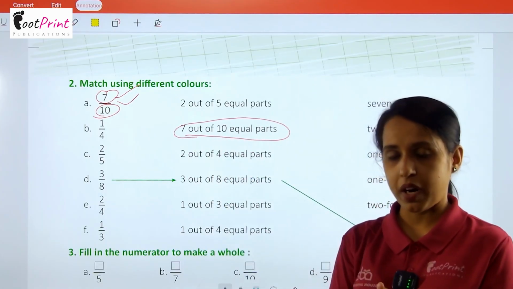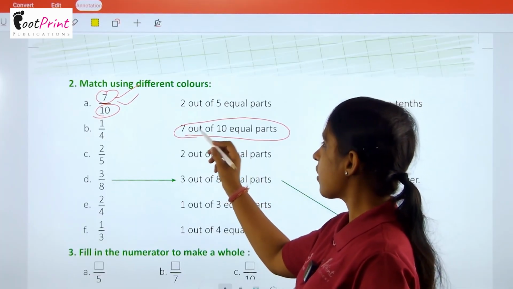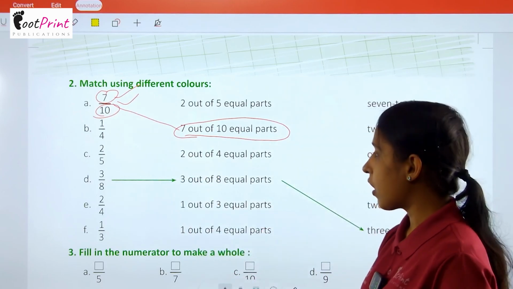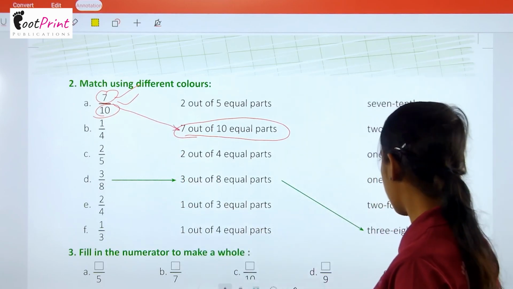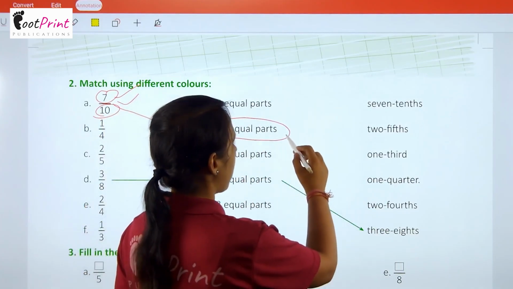There are 10 equal parts, and when we take out 7 of them, or shade them, that is 7 out of 10, and this fraction will become 7/10. So we will match here also. And we also write it like this: 7/10 will be 7/10.